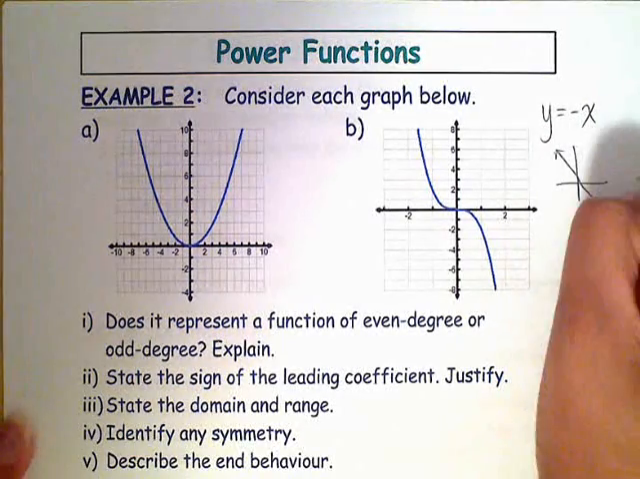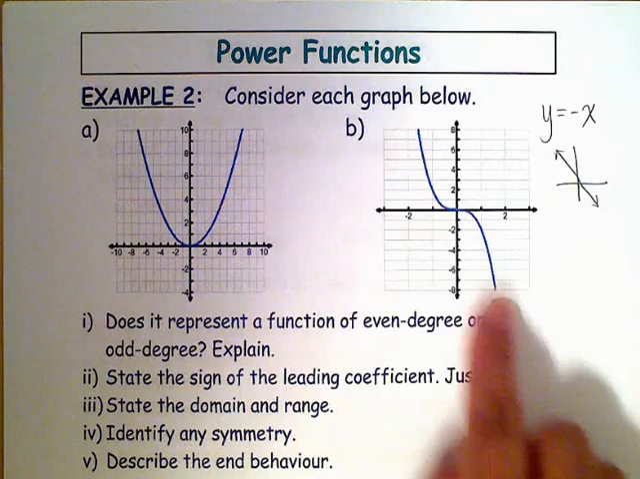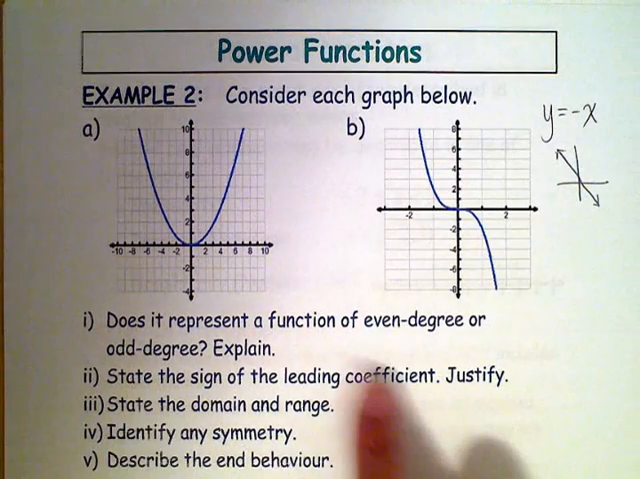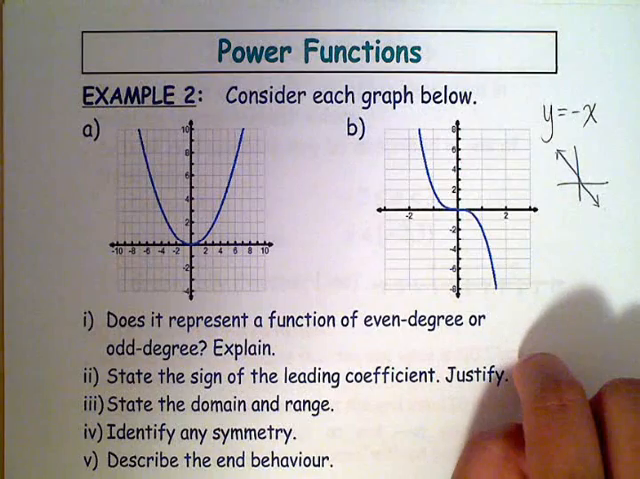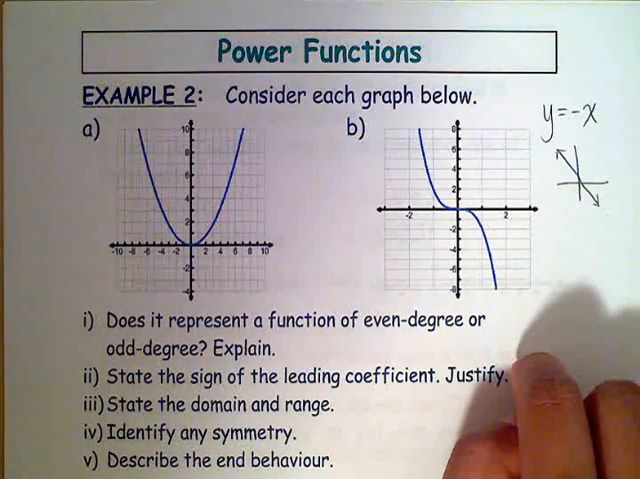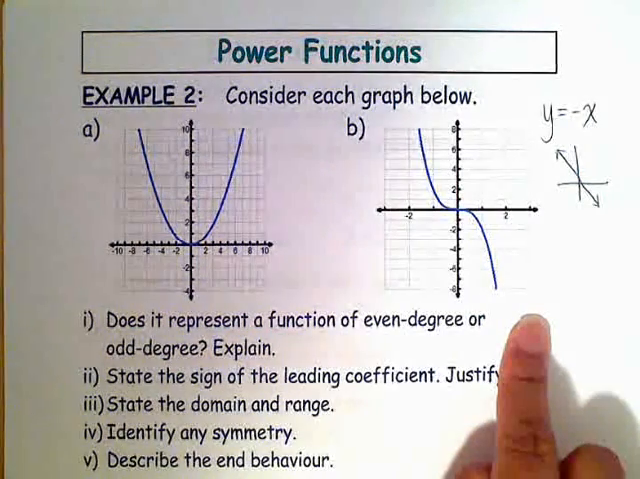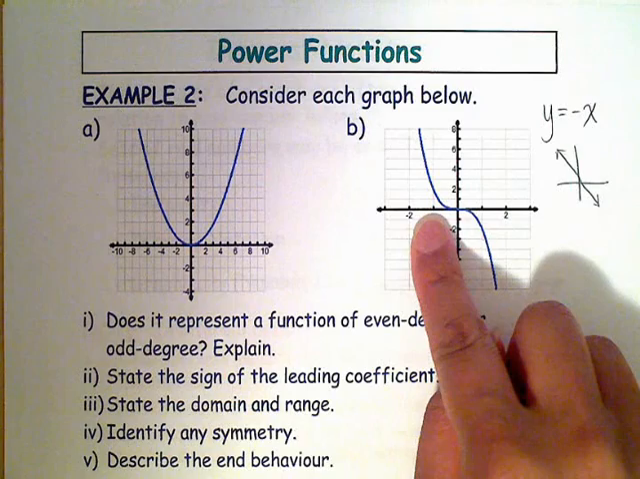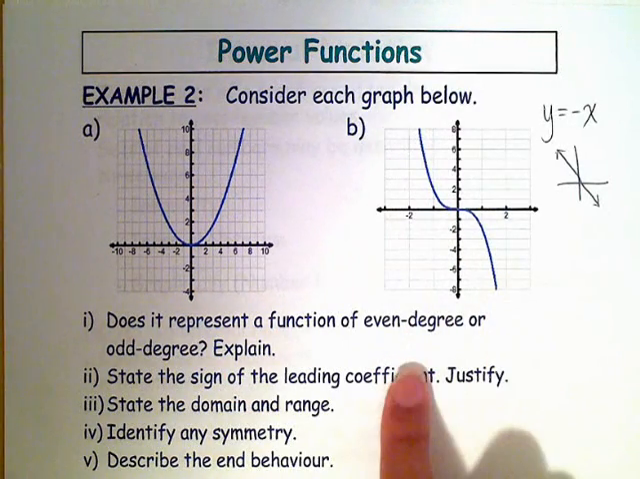Okay, so I know this is an odd degree polynomial function, and also because the graph is going in opposite directions. One end's increasing, the other end's decreasing. The sign of the leading coefficient must be negative since the graph is decreasing, it's coming down and to the right. In terms of the domain, you can see that the graph goes infinitely to the left, infinitely to the right, so that means all real numbers for the domain. In terms of the range, you can see that there is no upper or lower limit. The graph continues upwards and downwards, so the range is also all real numbers.